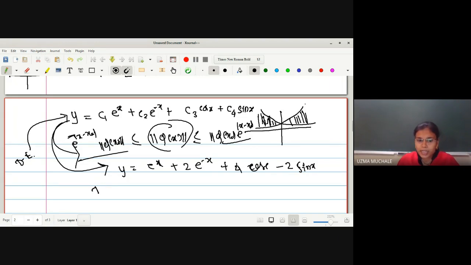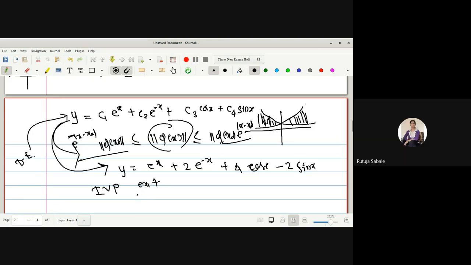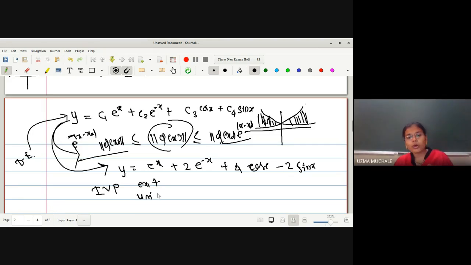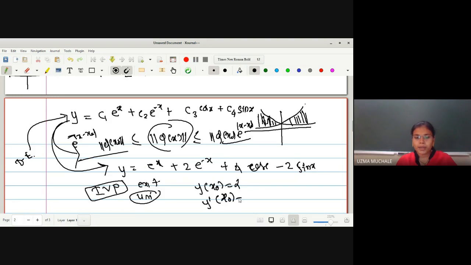And what do you mean by the initial value problem you have studied? I think you have proved two parts. The first one you have proved is the existence theorem, the second is uniqueness, right? So what those theorems tell you is that out of those infinitely many solutions, there exists a unique solution in the case of an initial value problem. What was the initial value problem? y of x naught is equal to some alpha, y dash of x naught is equal to some beta. What do you mean by these conditions? y of x naught is alpha, y dash of x naught is beta.